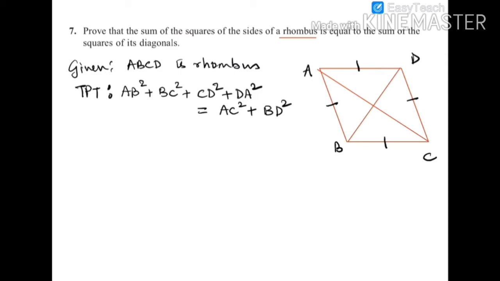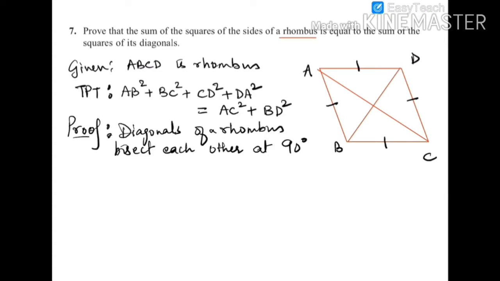Since ABCD is a rhombus, we have to make use of its properties. The diagonals of a rhombus will always bisect each other at right angles. Let's write down this property. We have studied this in grade 9 in chapter quadrilaterals. So, if the diagonals are cutting each other at point O, then we can say that BO is equal to OD and AO is equal to OC.